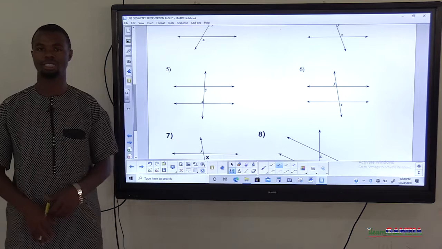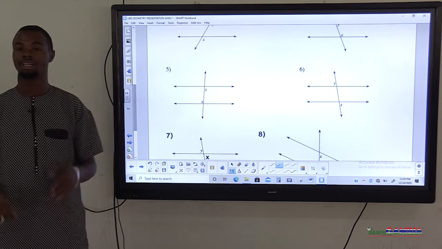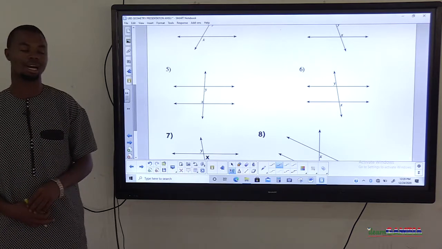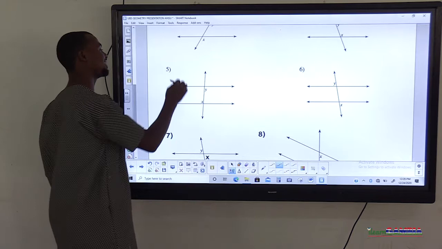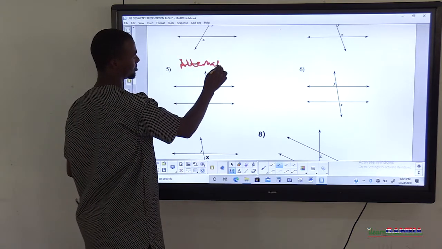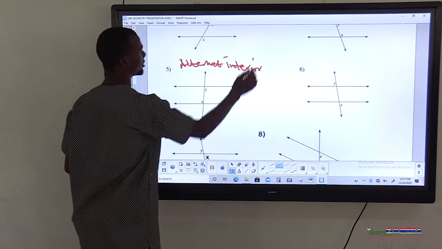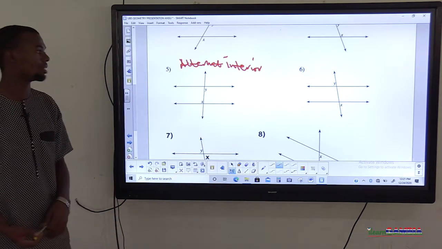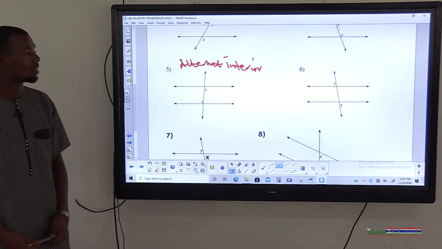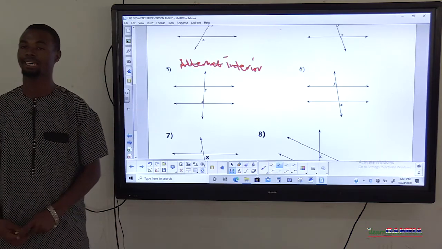On different sides of the transversal, all inside, and non-adjacent, they are called alternate interior angles. Alternate interior angles. Number 6, Y is exterior and X is exterior.